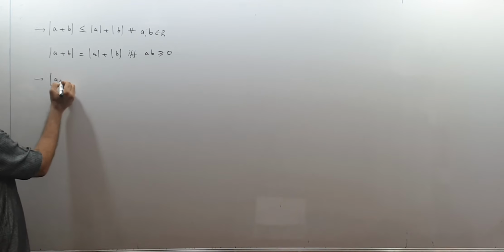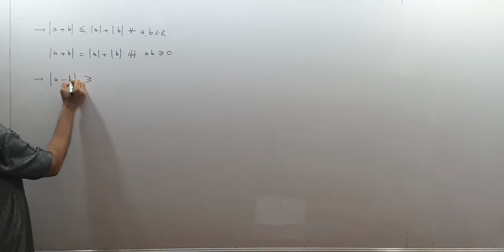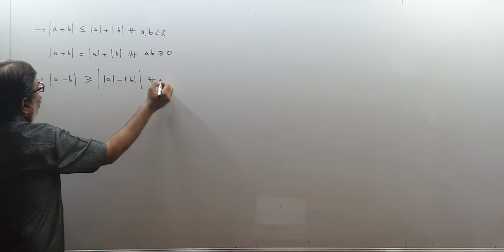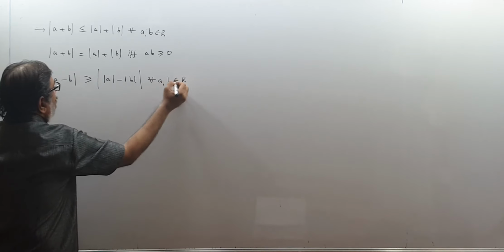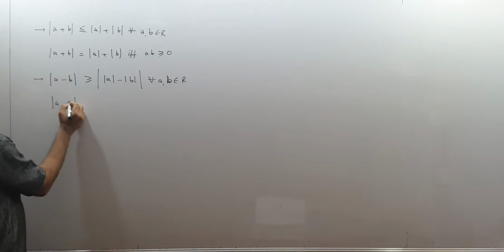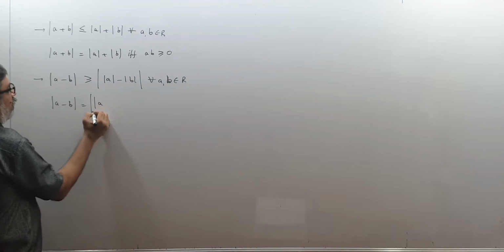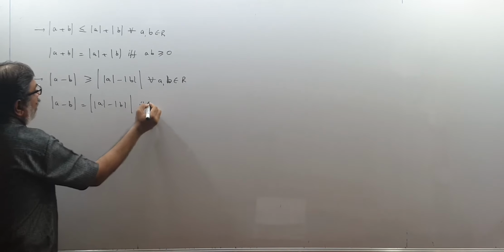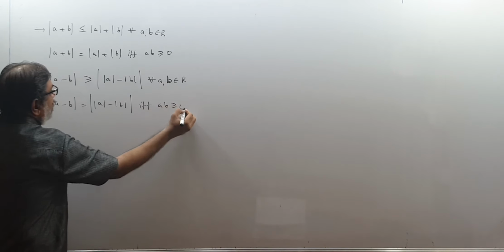Then mod of a minus b will always be greater than equal to mod of mod a minus mod b for all a, b belonging to R, for all real numbers. And equality will arise, mod of a minus b will be equal to mod of mod a minus mod b, if and only if ab is greater than equal to 0.